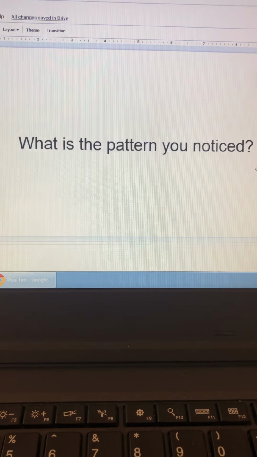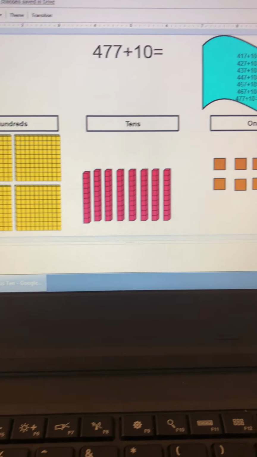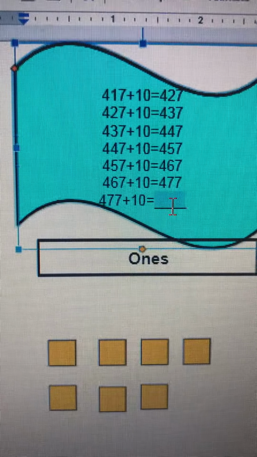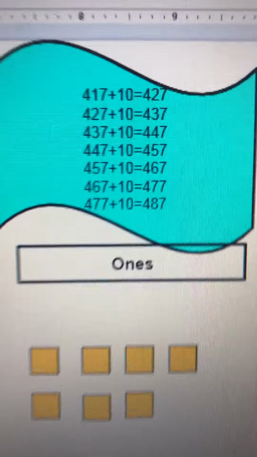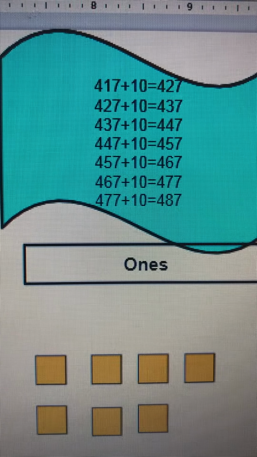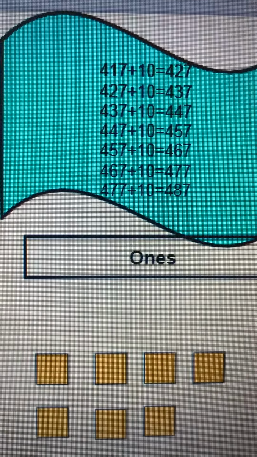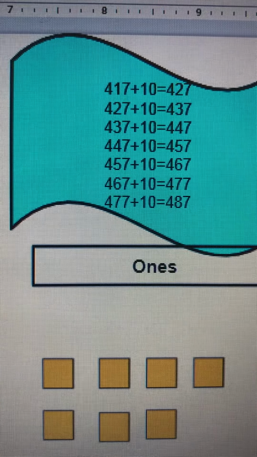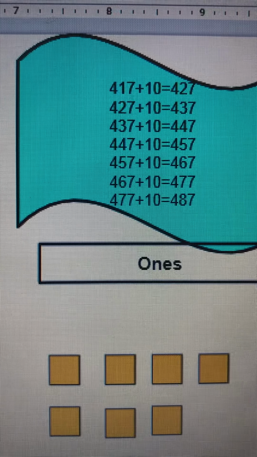All right. Who could remind us what is the pattern you noticed? What was the pattern we noticed? I know some of you are thinking, looking at our equations. What is the pattern we noticed? Once you have an answer, put a thumbs up. See if you agree with me.